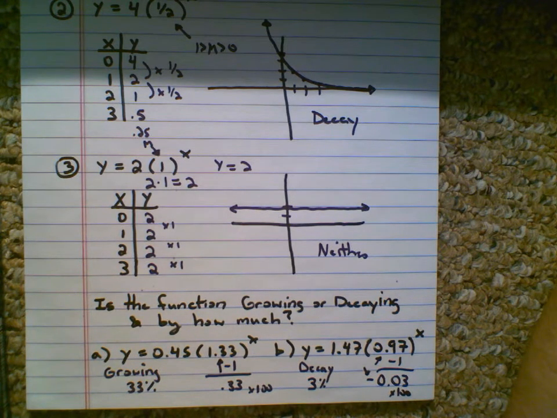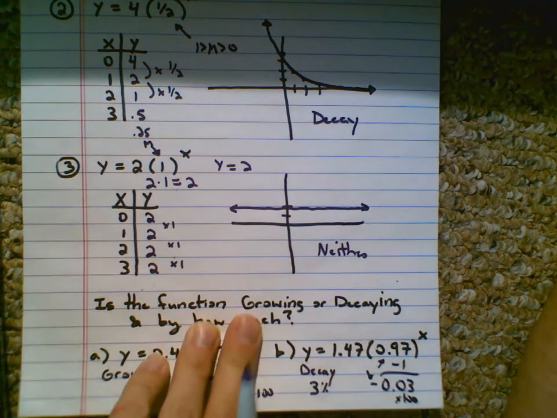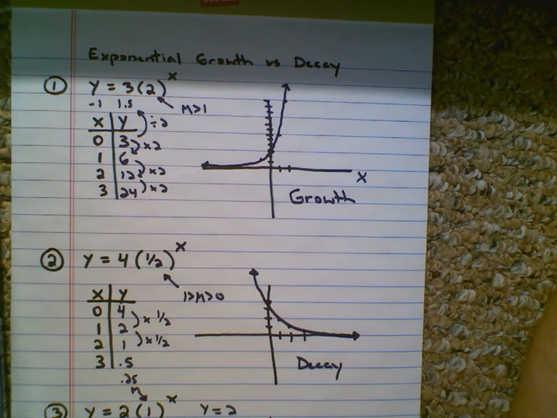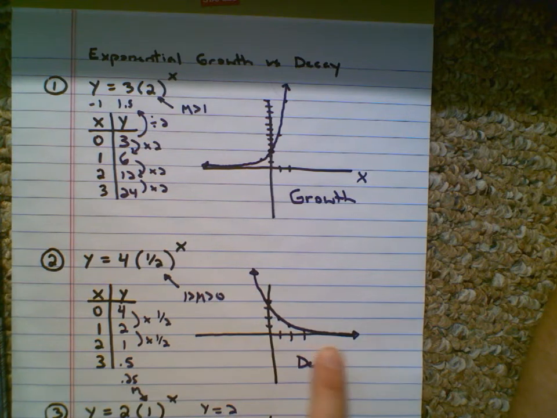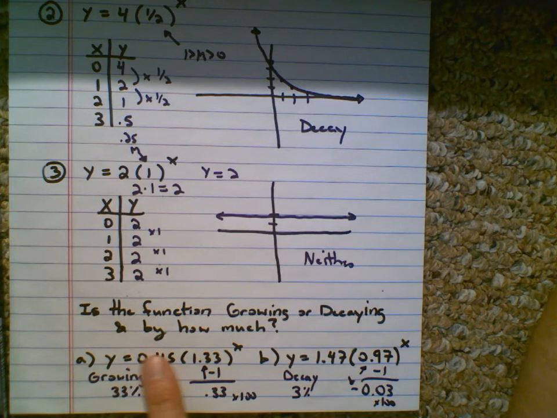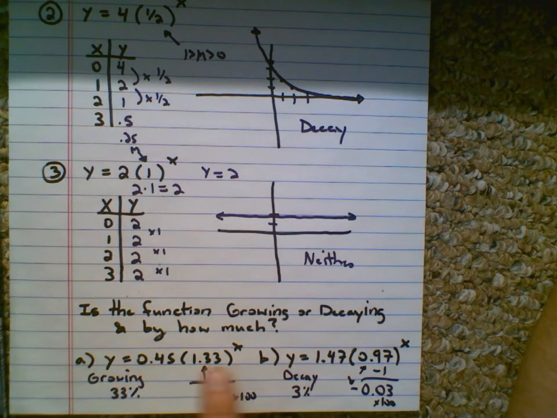Okay, so just some things to recap here shortly. Exponential growth will always curve upwards. Exponential decay will curve downwards. If you are looking at a function and you want to know how much exponential growth or decay there is, you simply take the multiplier, you minus 1, times that number by 100, and it will tell you the percentage of growth or decay that will occur.